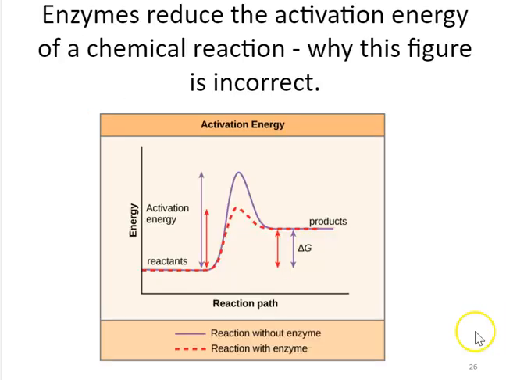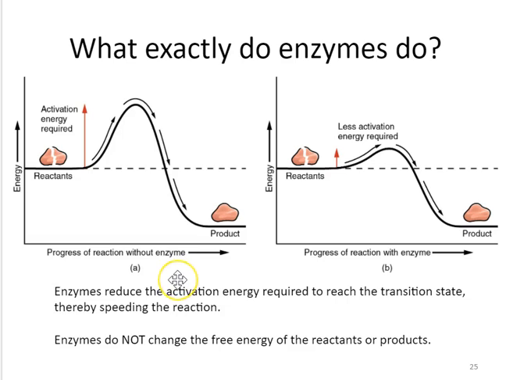Now, I said any chemical reaction, but let me correct that. Enzymes can catalyze exothermic reactions, and those are reactions where the free energy of the reactants is greater than that of the products, such as this one that we just looked at. Free energy of the reactants is greater than the free energy of the products.